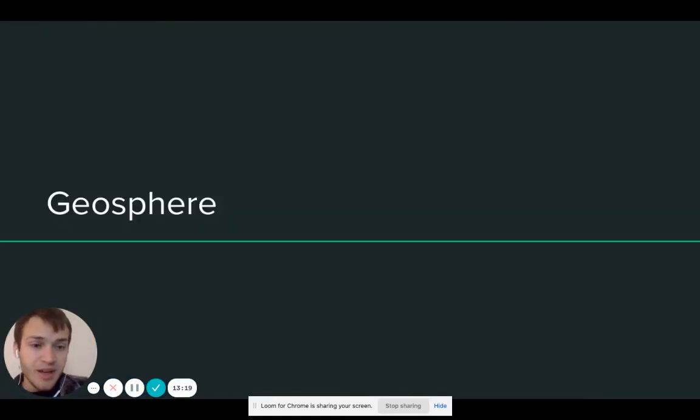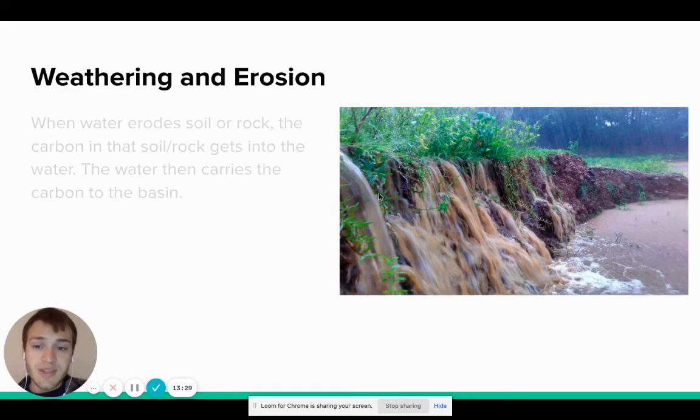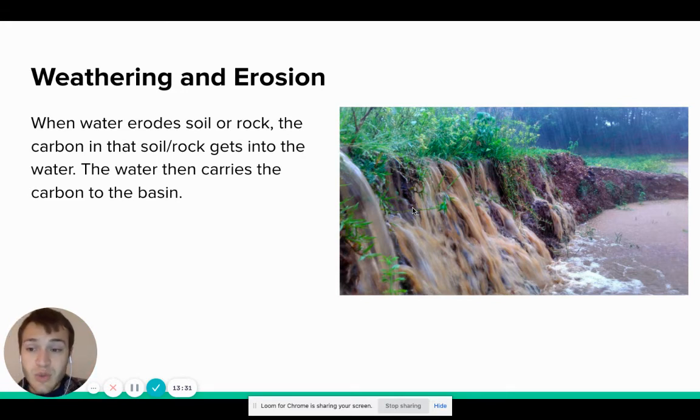All right. The third sphere is the geosphere. There are two main ways that carbon leaves the geosphere. The first way is weathering and erosion. So when water runs over some rock or some soil, it actually picks up some of that rock and soil, and then it carries that rock and soil and carbon to the basin of the watershed. So rocks and soil have carbon in them, and when the water runs over them, it picks up their carbon and takes that carbon to like the nearest lake, pond, or ocean.